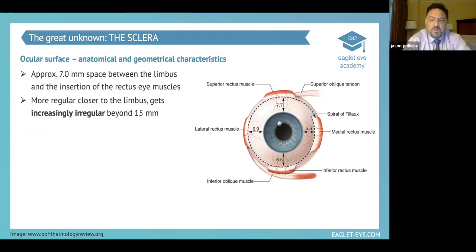We know that what influences the shape of the sclera, at least in part, is the insertion of the extraocular muscles. And so as we look around the eye, we see that different muscles have different locations on the eye and exert different influences over the shape of the eye. We also know from studies that the shape of the eye closer to the limbus is more regular, but as we move peripherally, especially beyond 15 millimeters, irregularity and asymmetry absolutely increase.